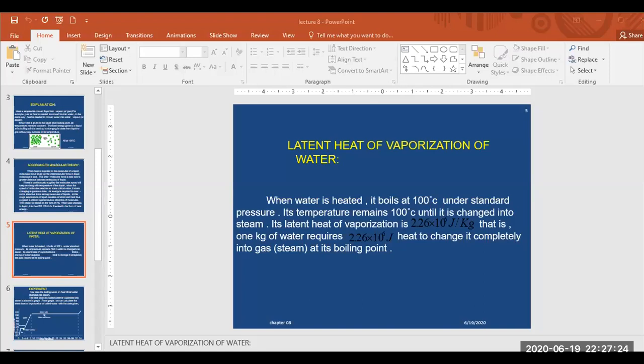So, we will define latent heat of vaporization, then we will see what type of symbol is used to calculate the latent heat of fusion, and then we will see how to calculate latent heat of fusion. So, here it is.